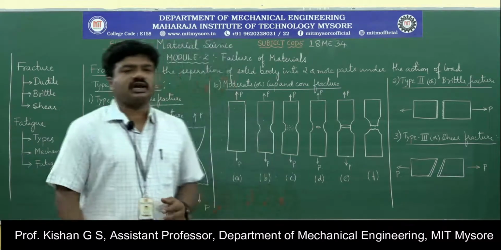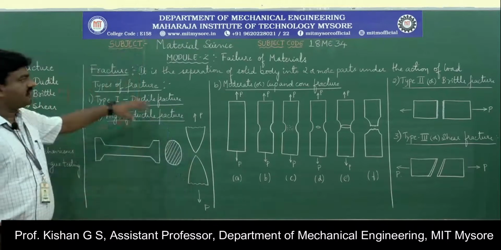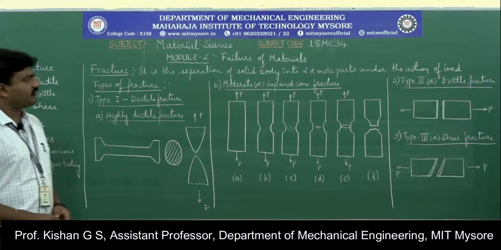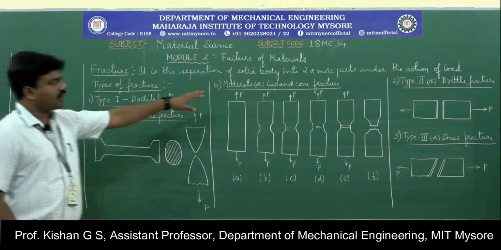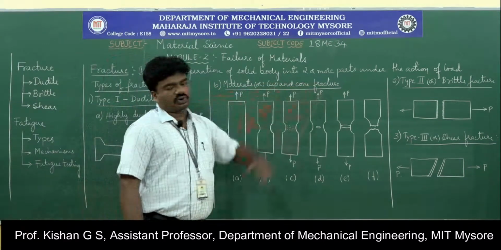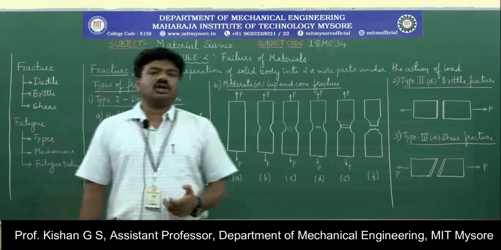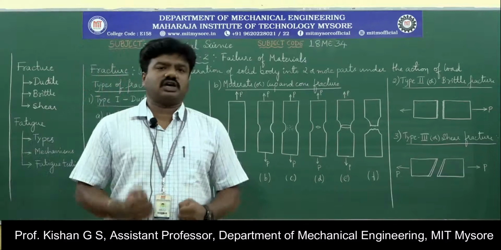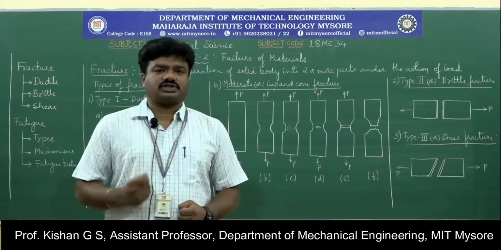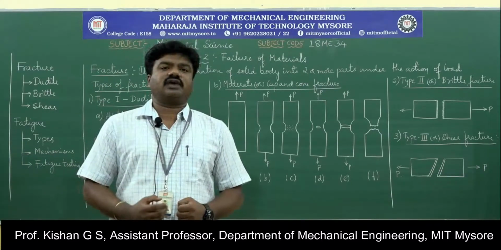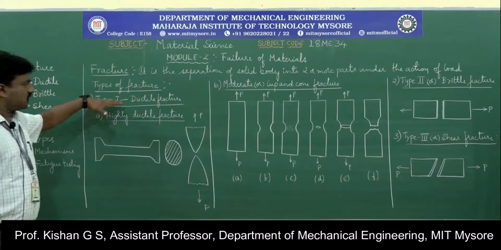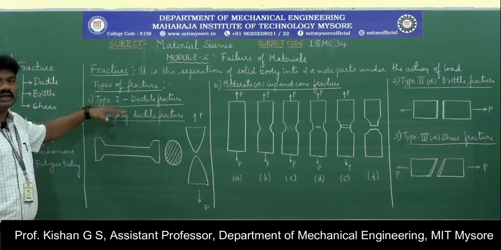So the first of its kind is fracture. How do we define fracture? So fracture is defined as the separation of a solid body into two or more parts under the action of load. Upon the application of load, if the material breaks into two pieces, then we say the material has undergone fracture. Here in fracture, we have three different types. The first type of fracture is the type 1 fracture or the ductile fracture.